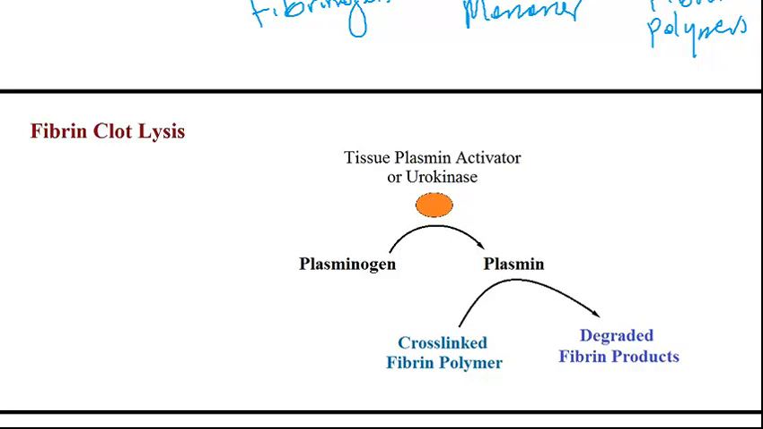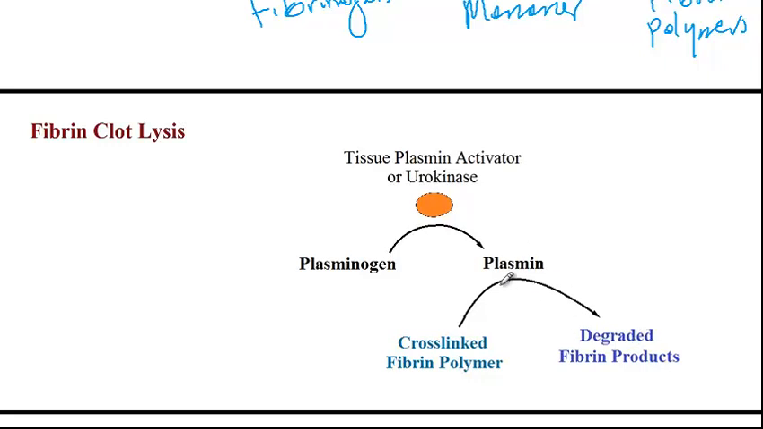All right, now once a blood clot is formed, at some point, as the vessel is being repaired, we have to lyse the fibrin clot. We don't want it to be there all the time. And this is being done with the help of plasmin. So that's an important protein that you should memorize. Plasmin is the protein that will break down the cross-linked fibrin polymer. It will degrade it into smaller molecules in order to dissolve the blood clot.